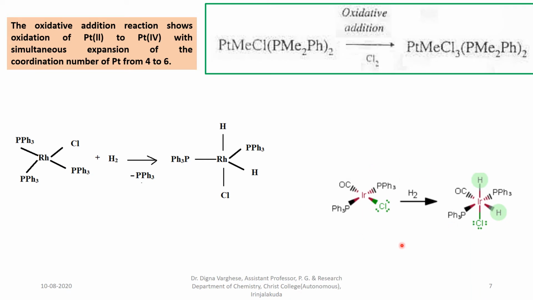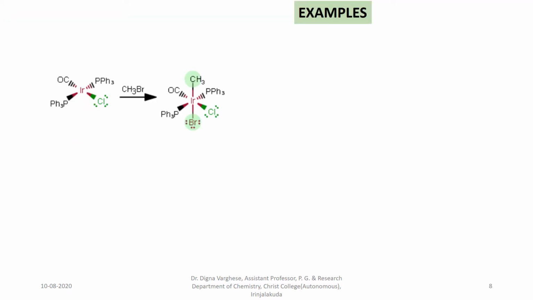And another example of oxidative addition is the complex IrCl(CO)(PPh3)2, that is Vaska's compound, which we have already seen, and it also increases its coordination number and oxidation state by 2. Here we are also representing some other examples for oxidative addition reactions. In this reaction, methyl bromide is added to the iridium compound, that is Vaska's complex, and after the addition, both coordination number and oxidation number increased by 2 units.